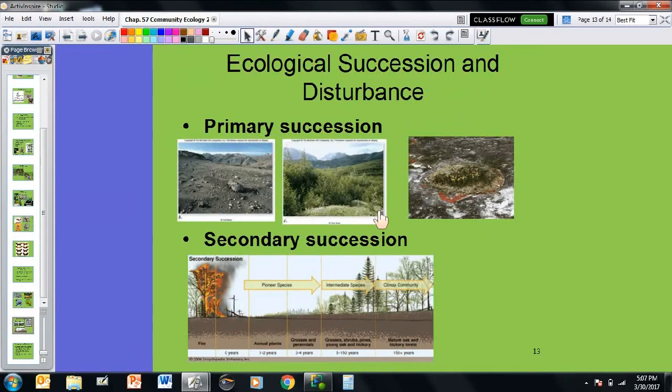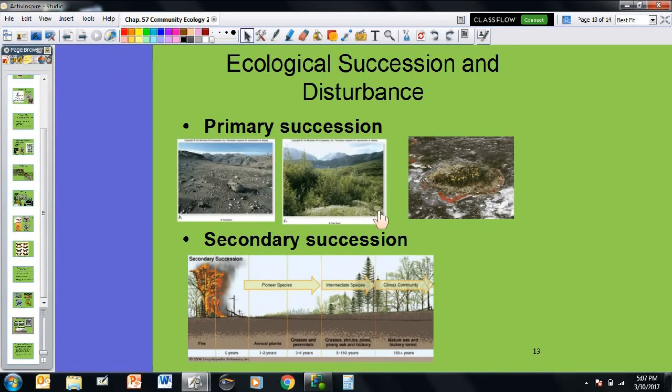The last thing that I want to talk about is the way communities are actually created, and that's through the process of succession. Succession is the process of change in the structure of the species found in a community over time. Succession happens usually as the result of some sort of disturbance.